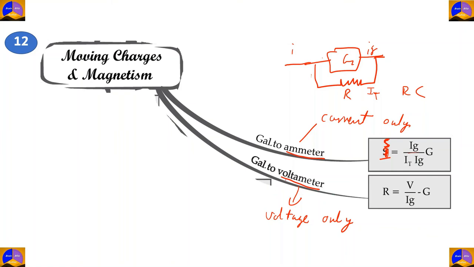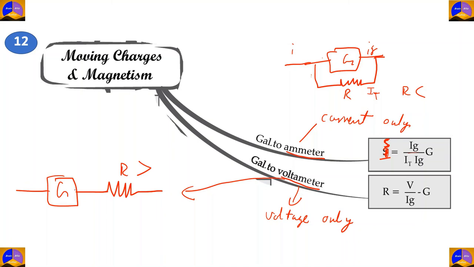And if we want to change a galvanometer to a voltmeter, that's even simpler. So basically we connect a high resistor, so R is very high, and then we connect it in series. So when we have the current IG flowing through both of these, R, which is the value used here, is equal to V, the voltage due to the current passing through the resistor R, divided by the current IG, minus the capital G. Now, capital G is the resistance of the galvanometer.